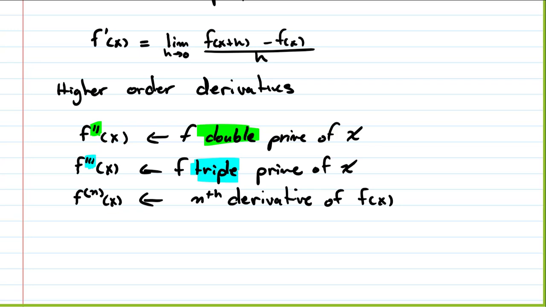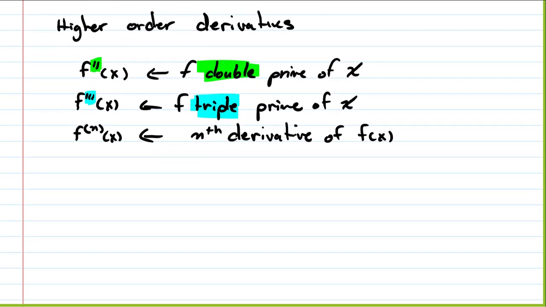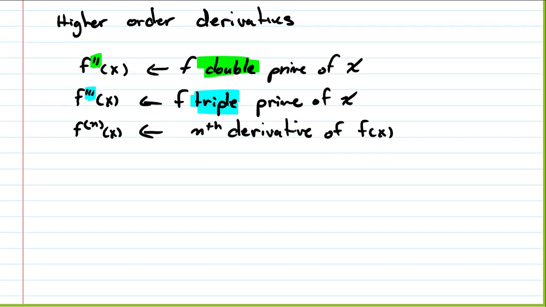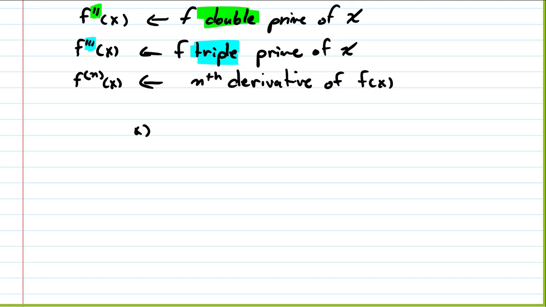There is another notation for derivatives called the Leibniz notation. So if we have f of x, we have our first derivative.